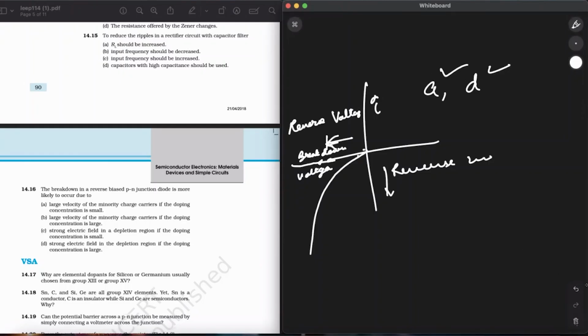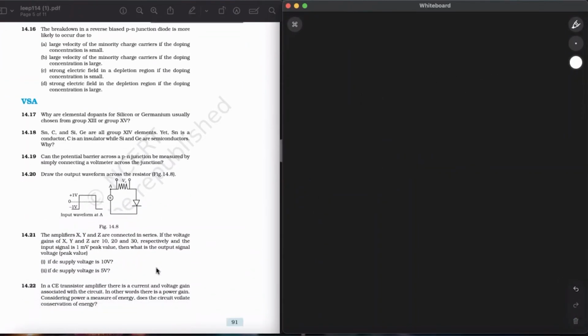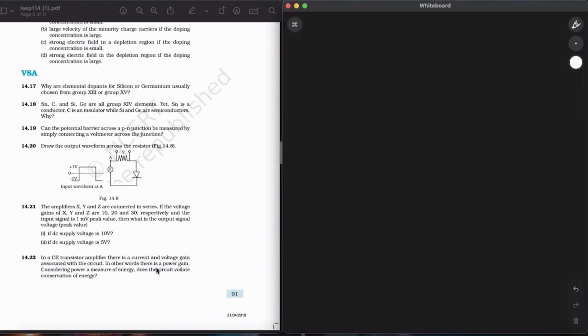Now VSA. Why are elemental dopants for silicon or germanium usually chosen from group 13 or group 15? When pure semiconductor material is mixed with small amounts of certain specific impurities with valency different from that of the parent material, the number of mobile electrons or holes drastically changes.